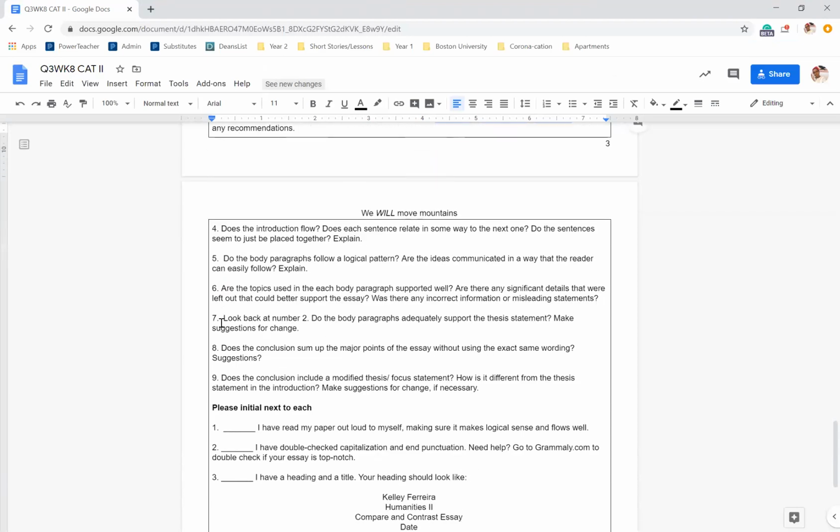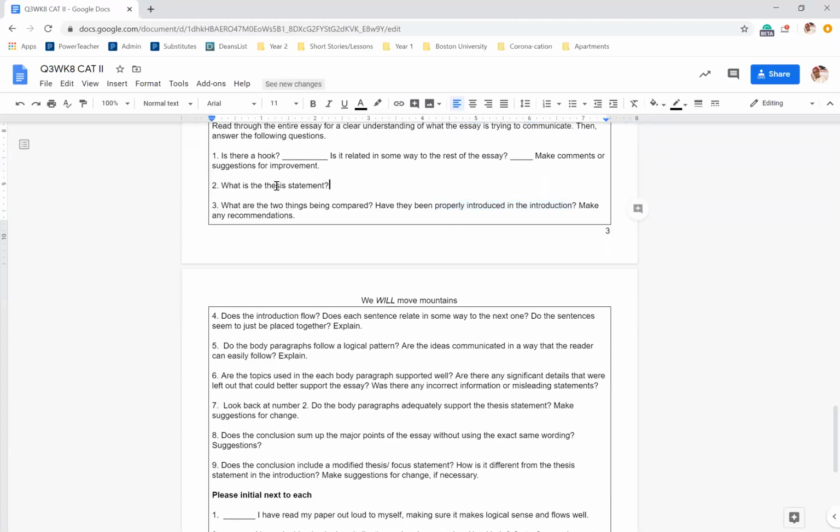Explain. Do the body paragraphs follow a logical pattern? Are the ideas communicated in a way that the reader can easily follow? Explain. Are the topics used in each body paragraph supported well? Are there details that might be missing? Look back at number 2. What is a thesis statement? Do body paragraphs support the thesis statement?